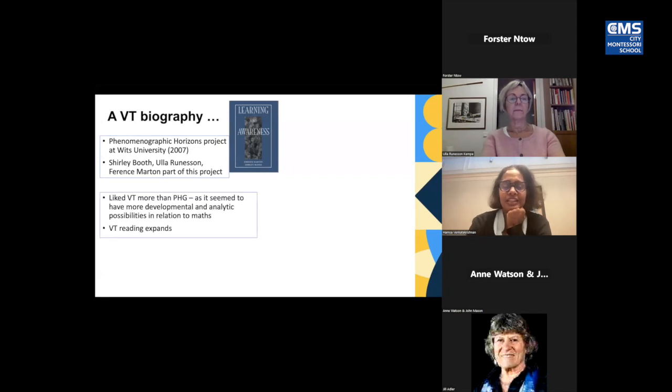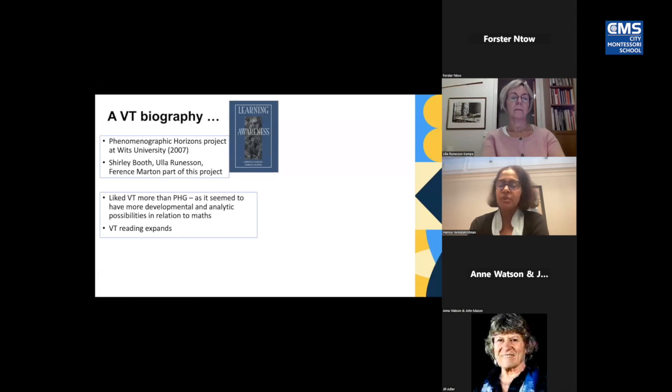Now, as that work went on, I found, as I was reading more and more of the papers, my bent went towards variation theory rather than its parent theory in some ways, which is phenomenography, because variation theory to me seemed to have more of the tools that I was looking at. It seemed to have more developmental possibilities and more analytic possibilities in relation to mathematics. So I went down the variation theory route rather than more deeply into phenomenography, although I had begun with Learning and Awareness, which presented many phenomenographic studies.